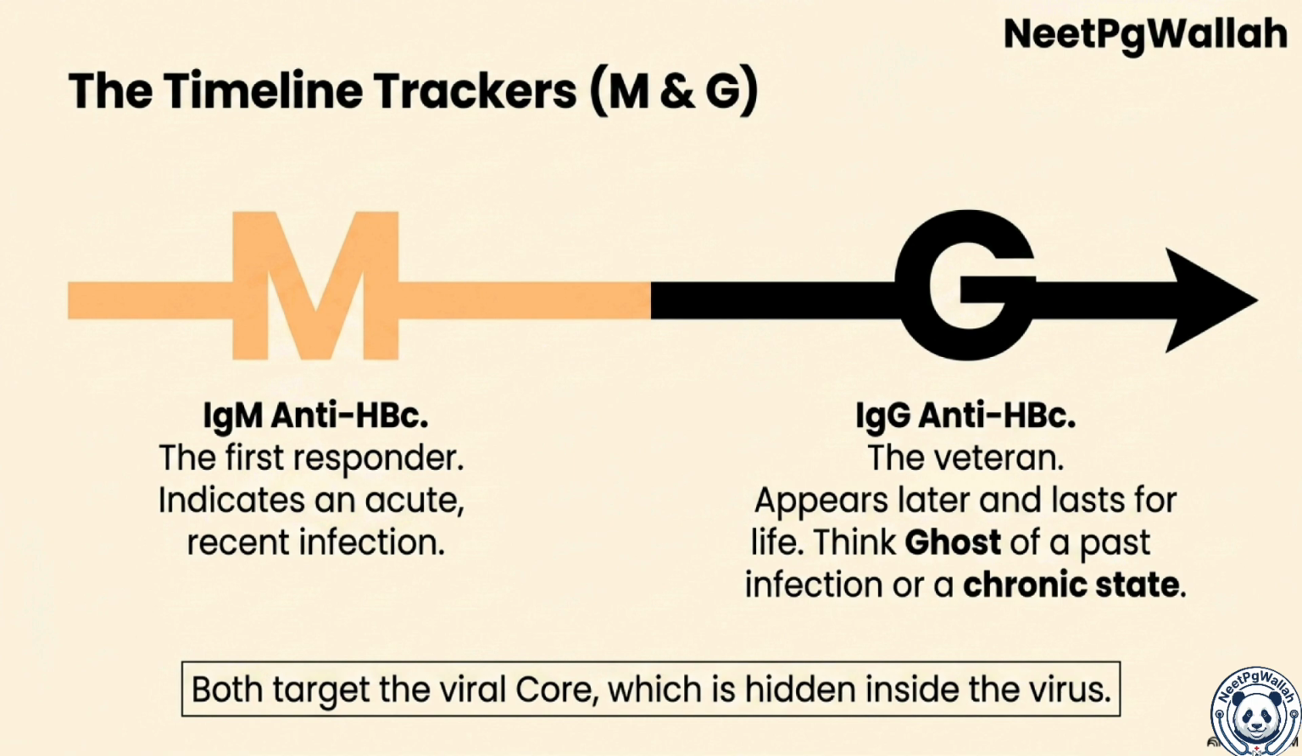G, on the other hand, stands for IgG anti-HBc. This one is the veteran. It shows up later and sticks around for life. So whenever you see a positive G, think of it as a ghost of a past infection or a marker of a long-term chronic state.